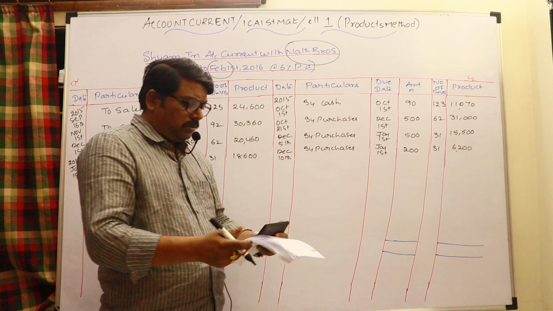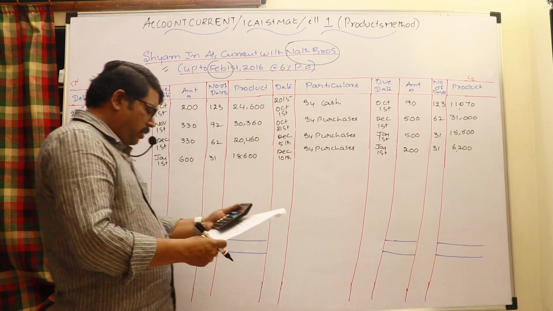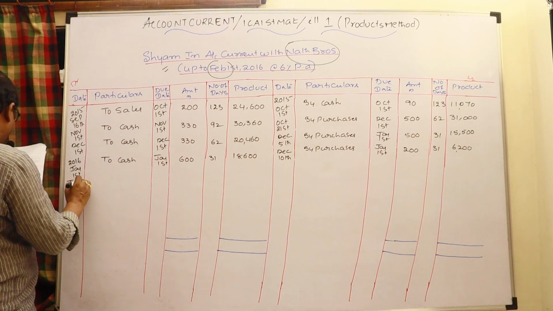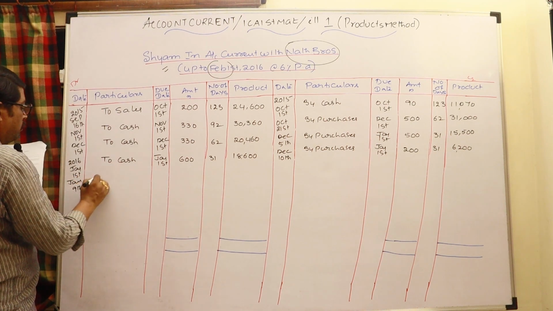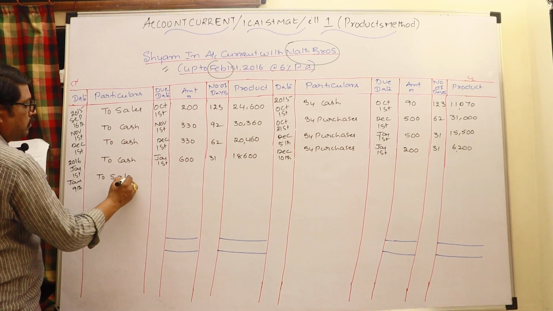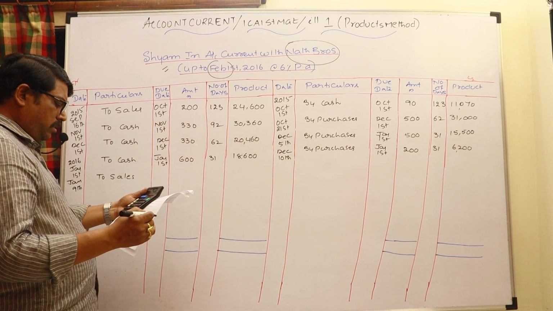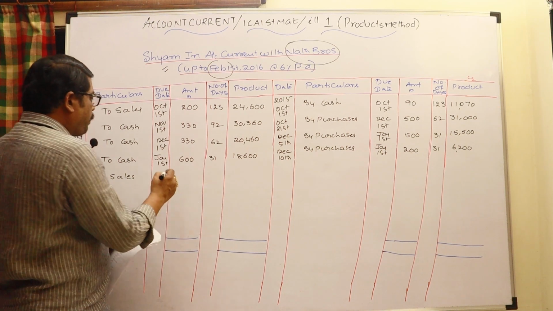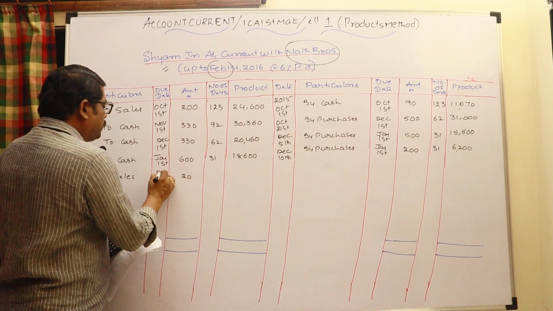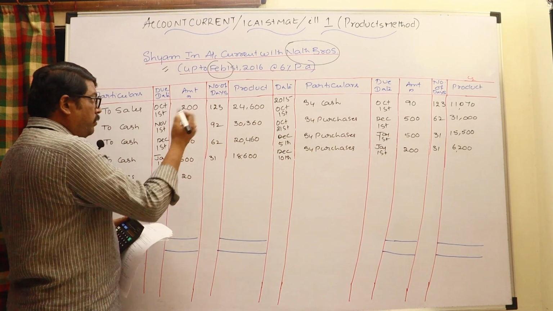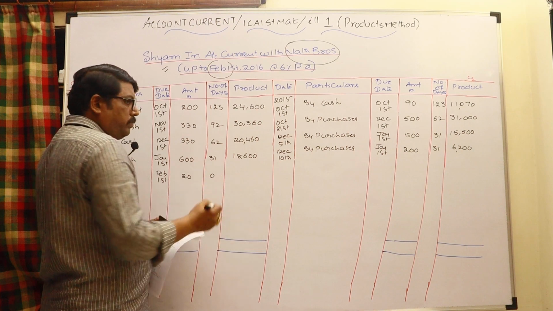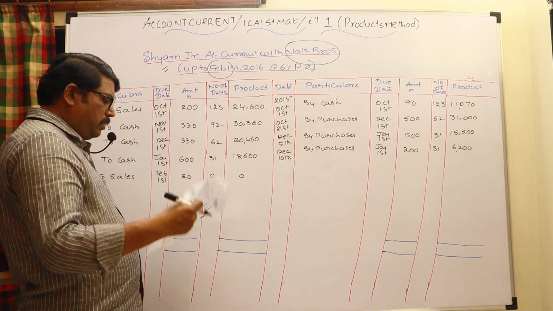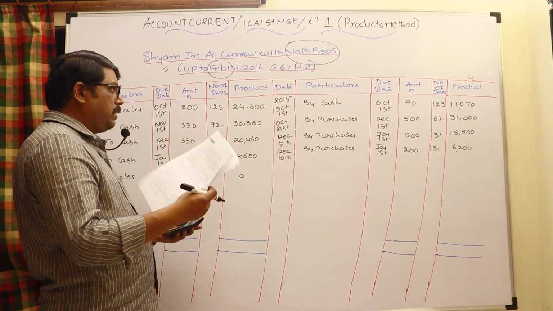And go to the last one, January 9, goods sold to Shyam. Shyam account returned to sales, January 9th, to sales, 20 rupees. February 1st to February 1st, number of days 0, and if you multiply, the product is also 0. That's all, there are no more items to write here after completion.